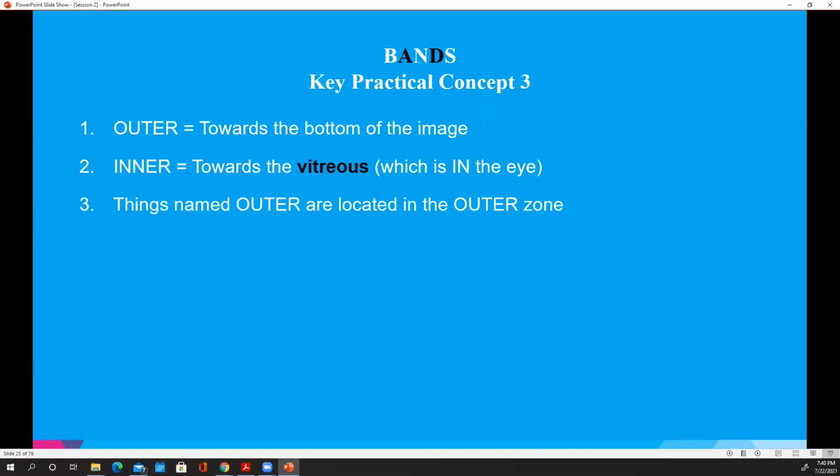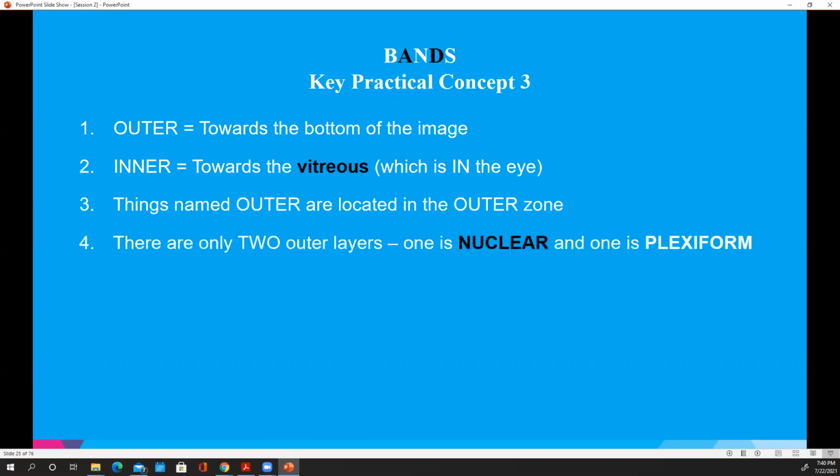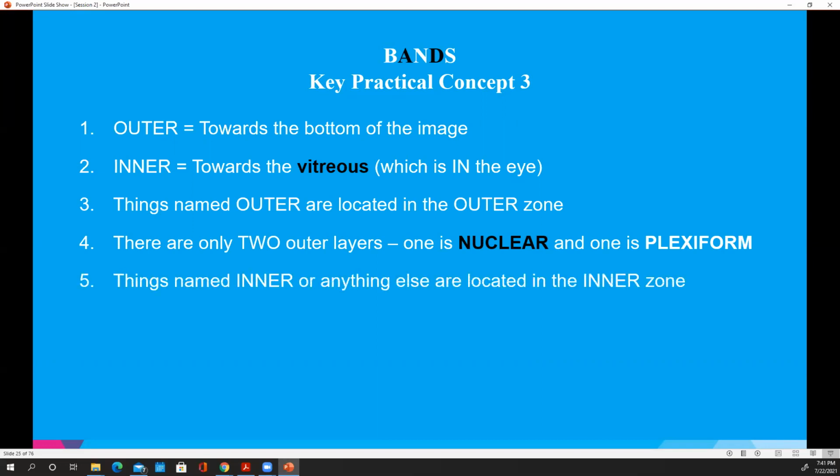Things named outer are in the outer zone. And there are only 2 outer layers. You know this, but I'm just saying it. One is nuclear and one is plexiform, because they alternate. You're not going to have 2 layers that have the same kind of color. And then things named inner or anything else are going to be in the inner zone. So outer ones have the outer designation.